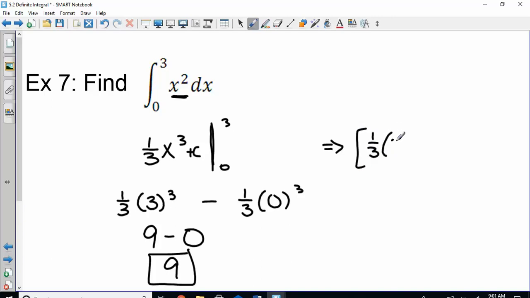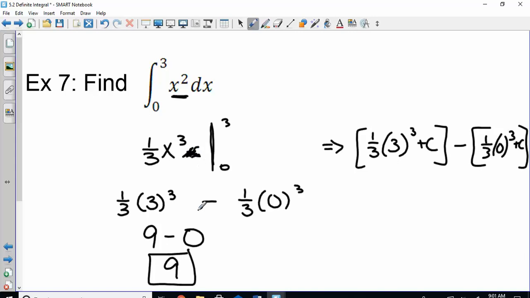The reason we don't need the plus c, if you had kept it, you would do 1/3 times 3 to the third plus c minus 1/3 times 0 to the third plus c. If you subtract those off, what happens to the c's? They're going to cancel every time because we subtract. So there is no need to even put the plus c on this one. If it's indefinite, in other words, if I don't give you the numbers to evaluate it, you have to have the plus c. But if I give you numbers to evaluate, you do not. Okay.